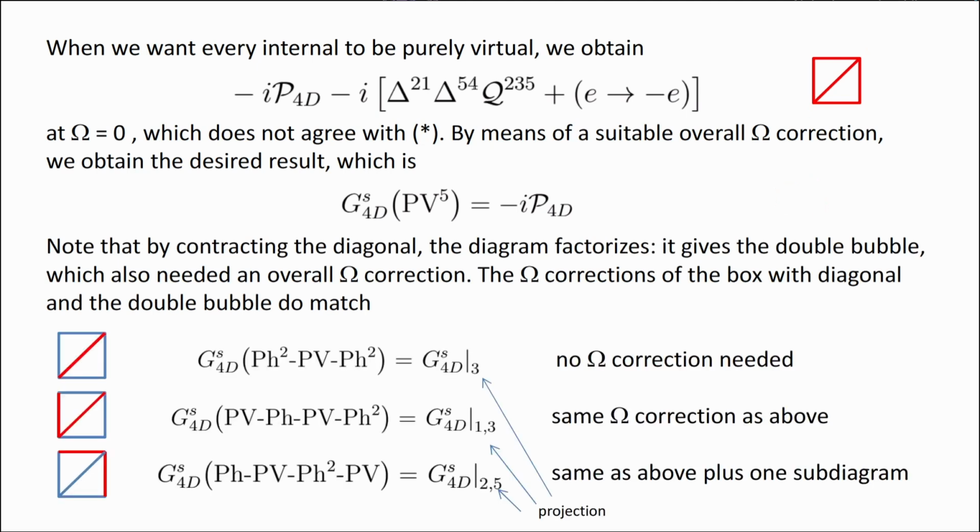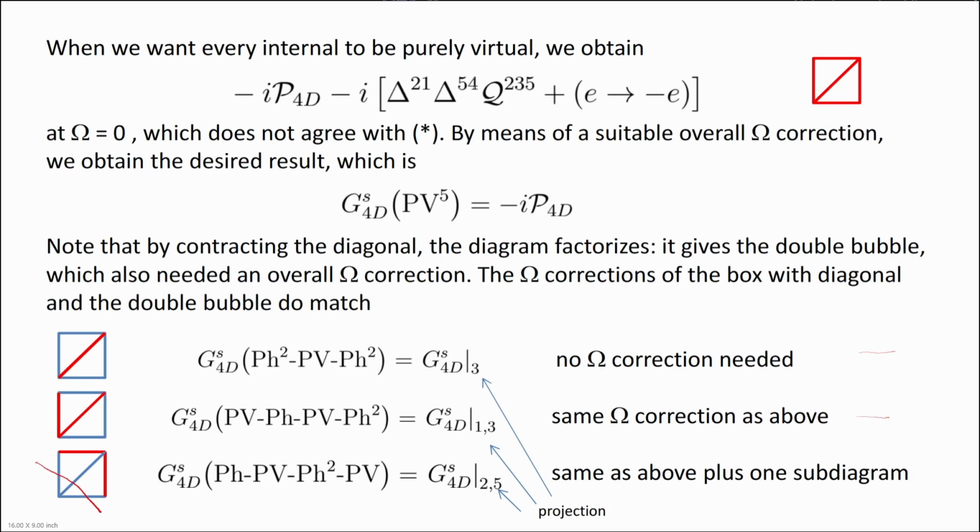Okay, then you can check the other possibilities. In blue you have the physical legs, and in red the purely virtual ones, and here you don't need any correction. Here the same as above, here the same as above, but there is also one due to a subdiagram where you cut all the physical legs in blue. Okay, because that again, in red you see you have the two adjacent propagators diagram.